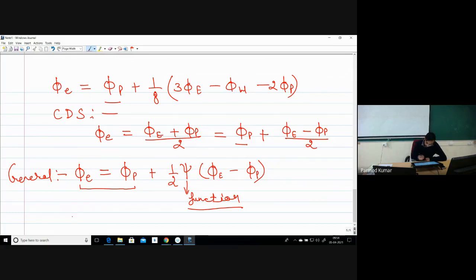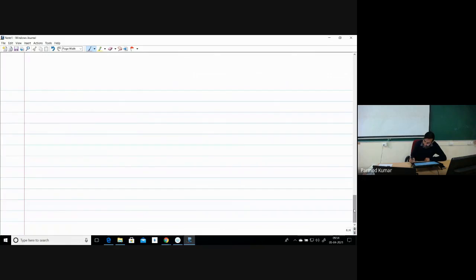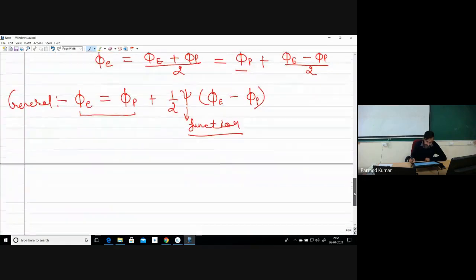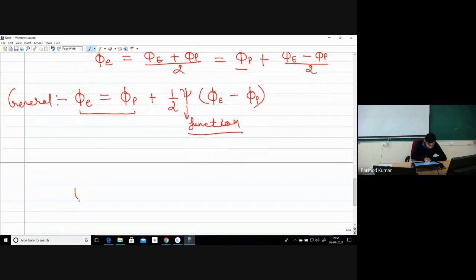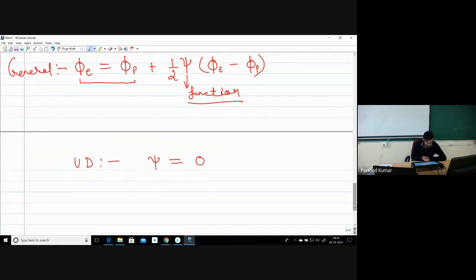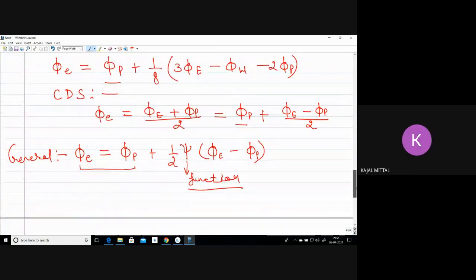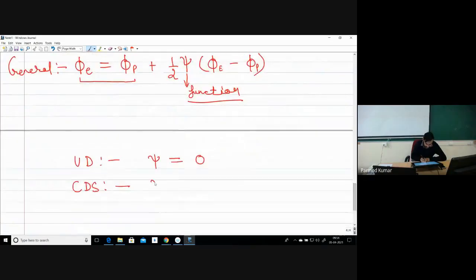Can you tell me what will be the value of psi for the upwind differencing scheme? If you consider the upwind differencing scheme, what will be the value of psi? Psi will be 0 for the upwind differencing scheme. Can you tell me the value of psi for the central differencing scheme? For CDS, the value of psi is equal to 1.